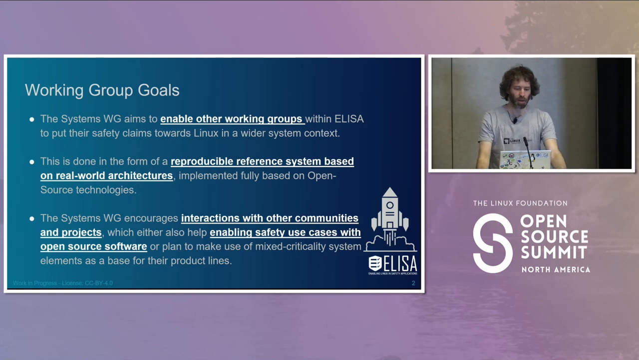So we want to enable other working groups. We want to have a reproducible reference system. The reference system is not seen as a safe reference system. It's basically an exemplary system based on real-world architectures. What this means, we'll see a little bit later. Therefore, we also encourage a lot of communication with other communities which belong to the system context of it.